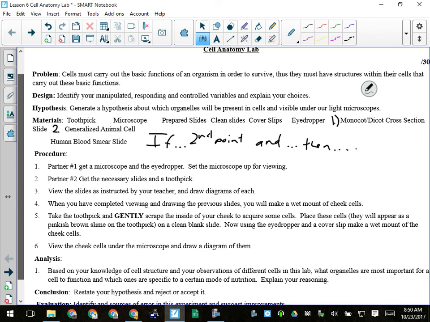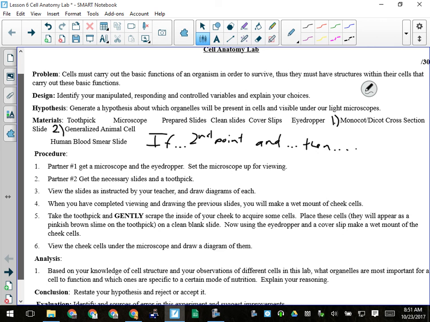The second one is the generalized animal cell, which is basically a sample of what's called stratified squamous epithelium. If you've ever dusted your knuckle, it's that red skin underneath that hurts a lot. That's your stratified squamous epithelium. Dusted your knuckle, like you hit it on something and it scrapes the skin off. So that'll be the second one.